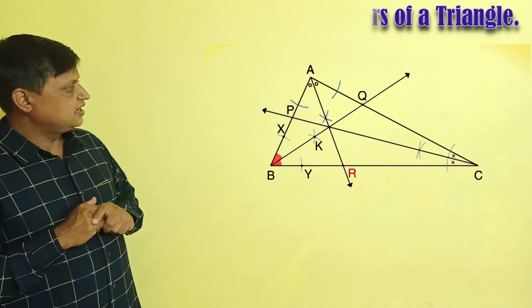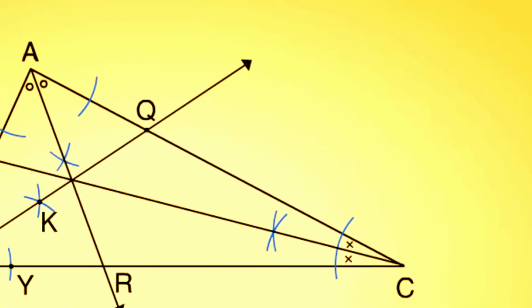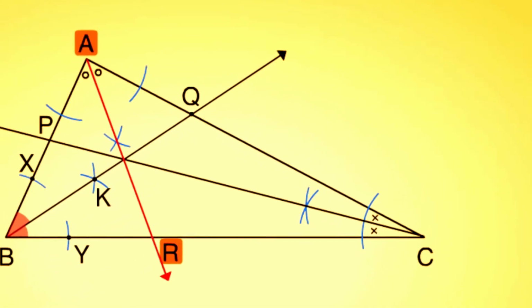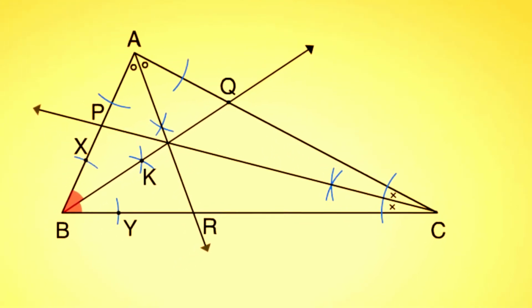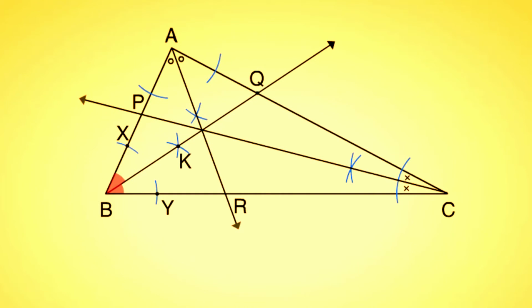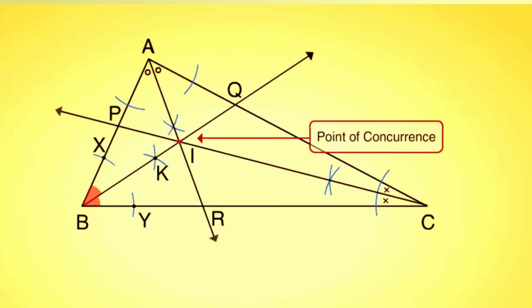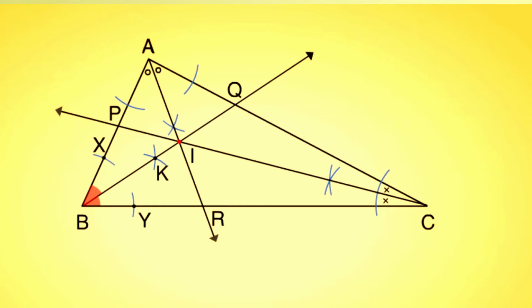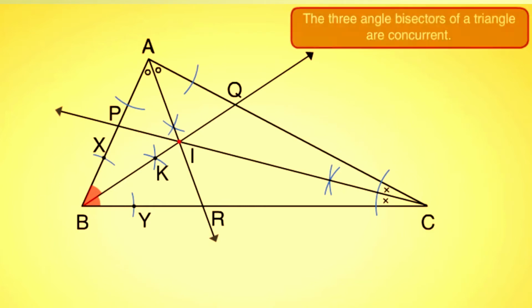Look at the figure. In this figure we got three angle bisectors, and they are ray BQ, ray CP and ray AR. The three angle bisectors intersect each other at the same point. That point is known as the point of concurrence. We label it point I. And the three angle bisectors of a triangle are concurrent.